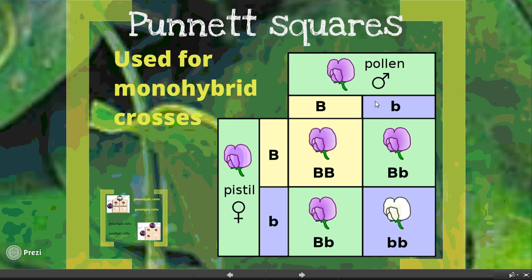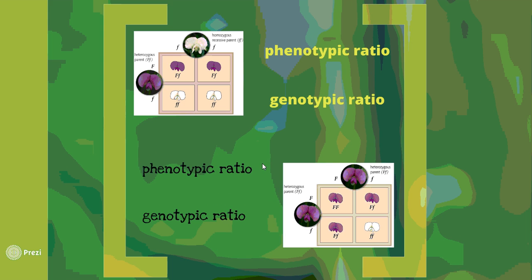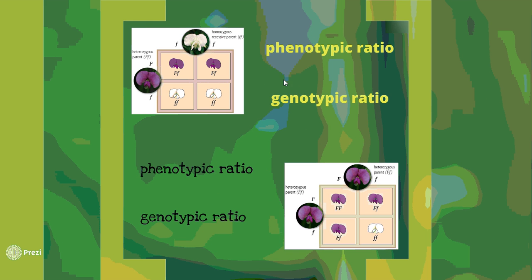So one parent goes on the top, one parent goes on the side. These are the gametes that the parents produce. That's why we have them listed as pollen and pistil, because those are the plant's reproductive gametes. And the genes can combine in these variety of ways. So then we can predict what the possible outcomes will be.